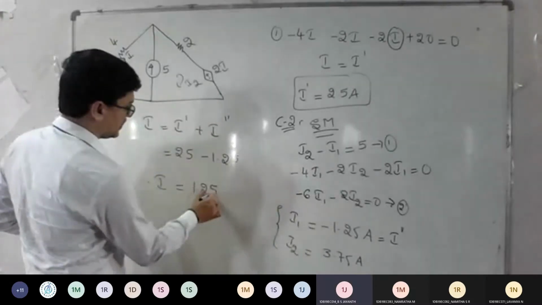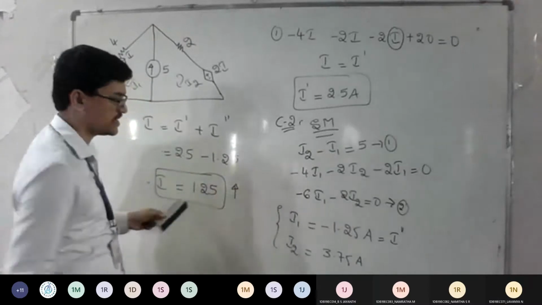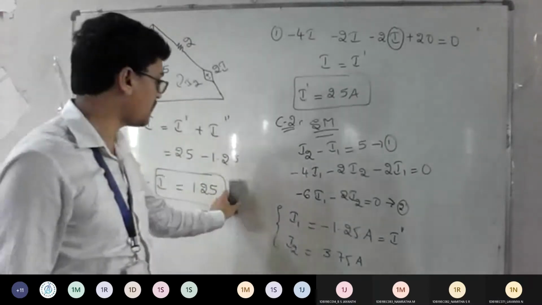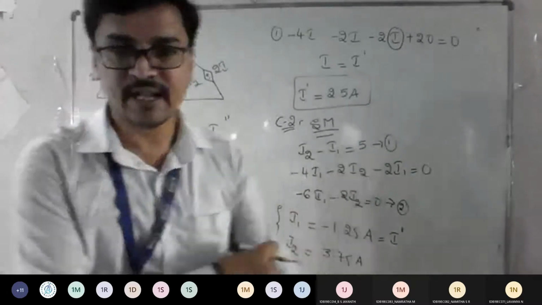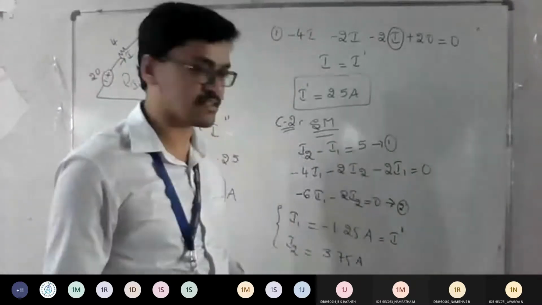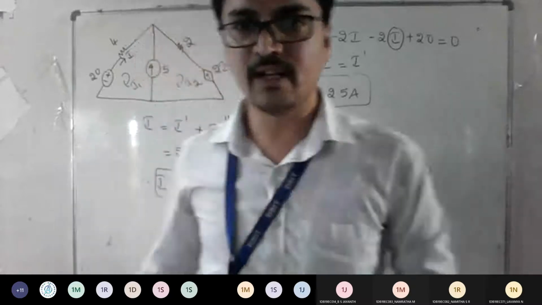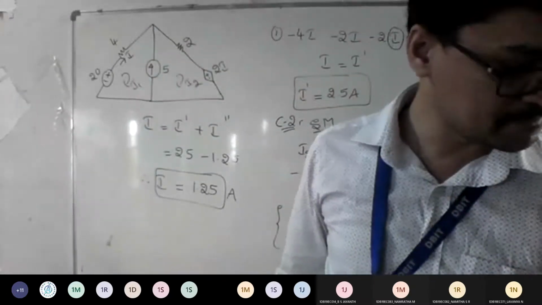Yes, sir. Understood, everyone? Since the assumption is positive, whatever clockwise direction we have taken, it is the same. If you get a negative answer, it means the assumption you have made should be reversed. That's it. Am I clear to everyone with this? So everyone got the answer 1.25 only?